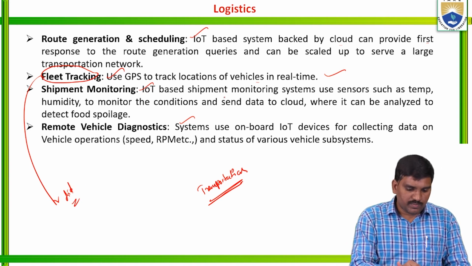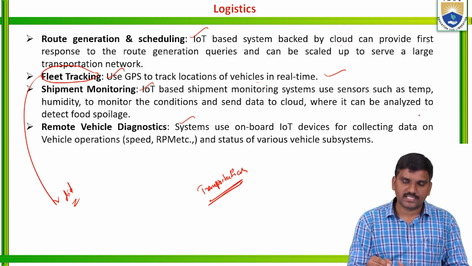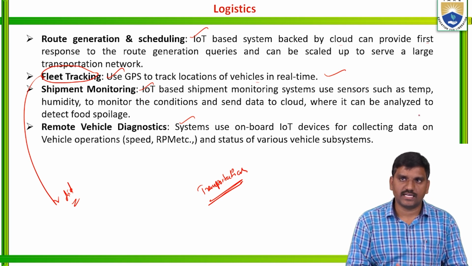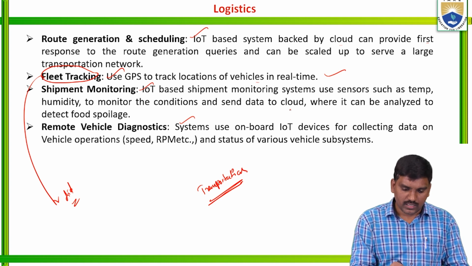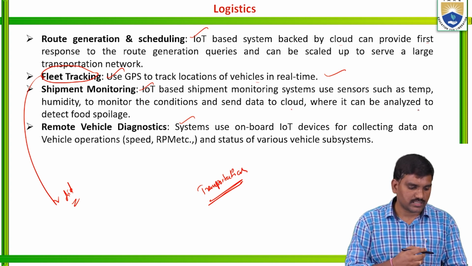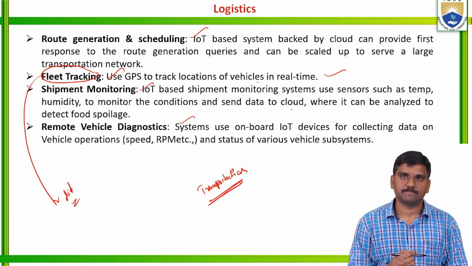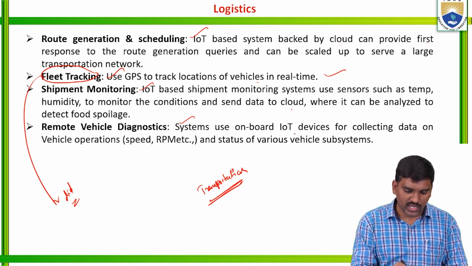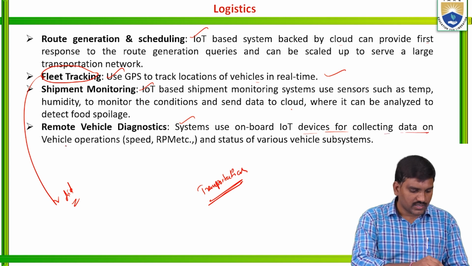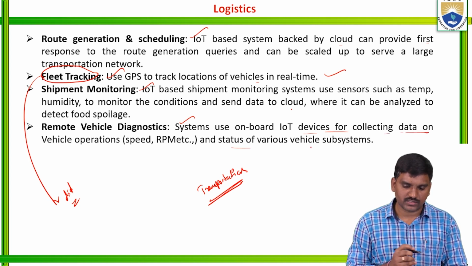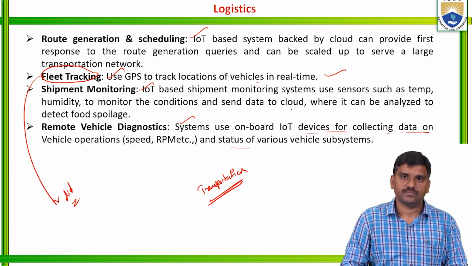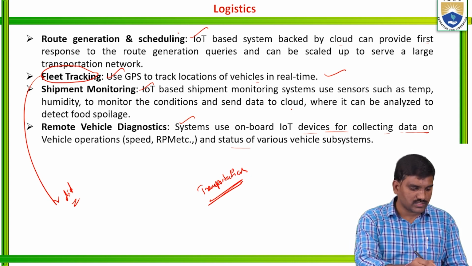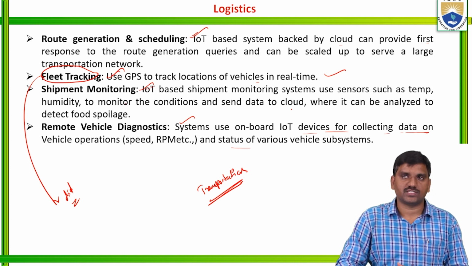Shipment monitoring: an IoT based shipment monitoring system uses sensors such as temperature and humidity to monitor the conditions, and sends sensor data to the cloud where it can be analyzed to detect food spoilage. Next, remote vehicle diagnostic systems use onboard IoT devices for collecting data on vehicle operations and the status of various vehicle subsystems. So these are the four domains: route generation and scheduling, fleet tracking, shipment monitoring, and remote vehicle diagnostics.